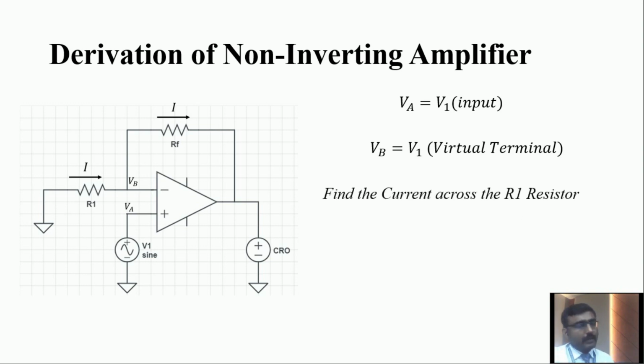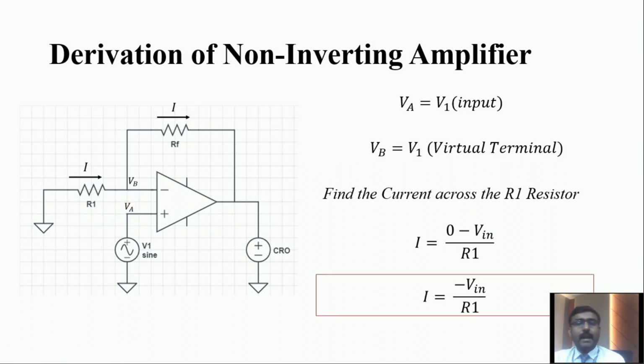Then we are going to find the current through the R1 resistor by applying Ohm's law. Here this terminal is connected to ground, so its value is 0 minus VB. VB becomes V1, taken as the input voltage Vin. So 0 minus Vin divided by R1 is the current across the R1 resistor. That's why I is equal to minus Vin divided by R1.